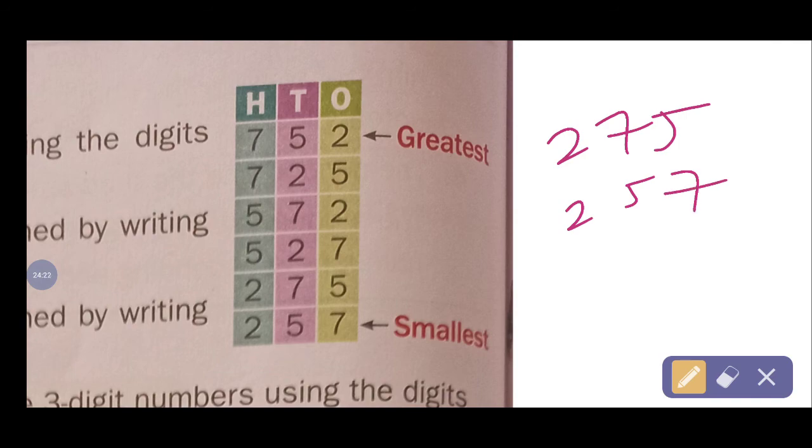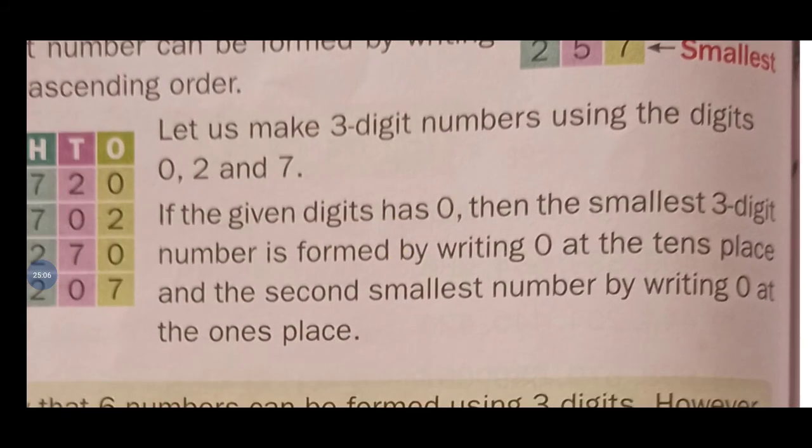Understood now? See, I will show. 752 first. Again 7 stays as it is, and 2, 5 changes: 5, 2 and 2, 5. It will interchange. And next, again consider only the first number every time. 5 will come to the 7 position and 7 will come to the 5 position. That's it. Okay, children, understood now? Then next, 5 will come to the hundreds position and 2 will come to the tens position: 257. This is the smallest. Okay?